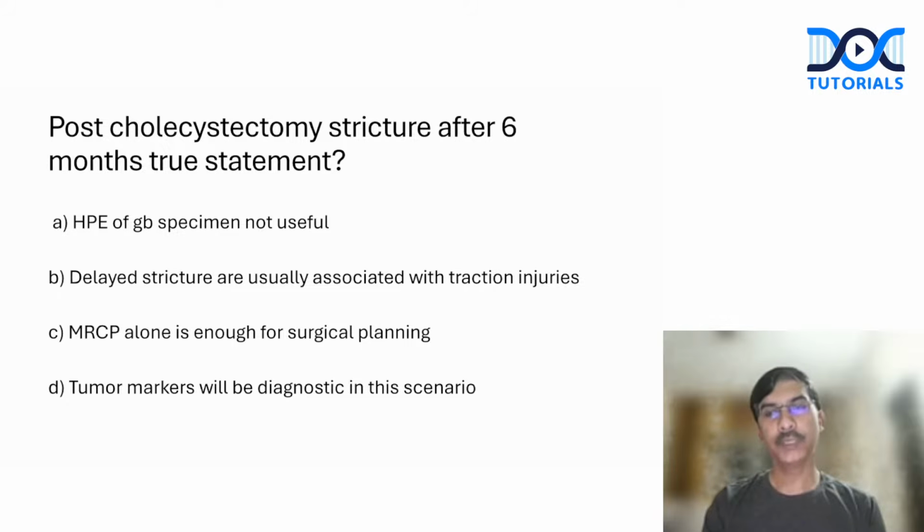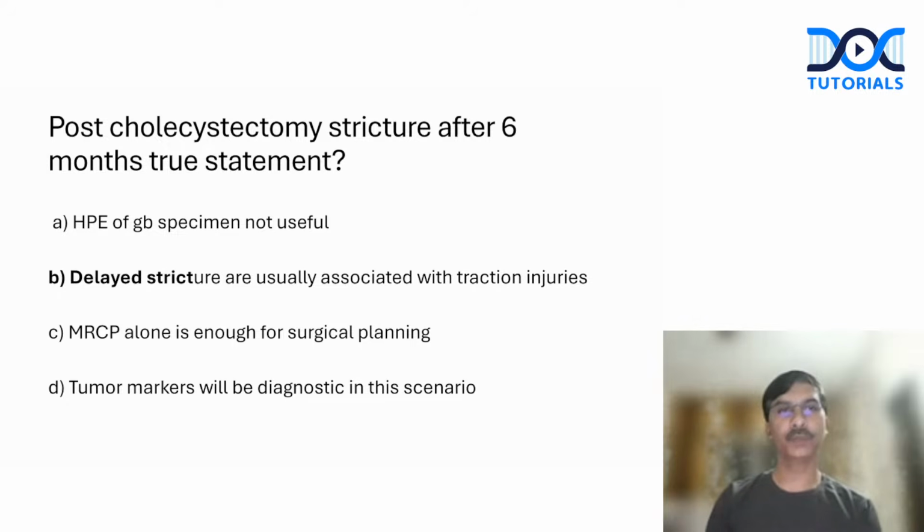Delayed strictures are usually associated with traction injuries. MRCP alone is enough for surgical planning, and tumor markers will be diagnostic in these scenarios. I will repeat the options. Histopathology of the primary surgery gallbladder specimen is not useful. Delayed strictures are usually caused by traction injuries, and MRCP alone is enough for surgical planning, and tumor markers will be diagnostic in this scenario. Obviously, the last option is false.